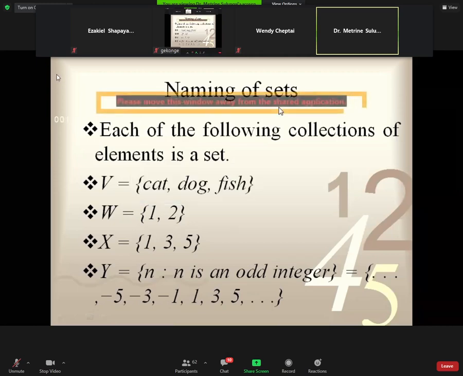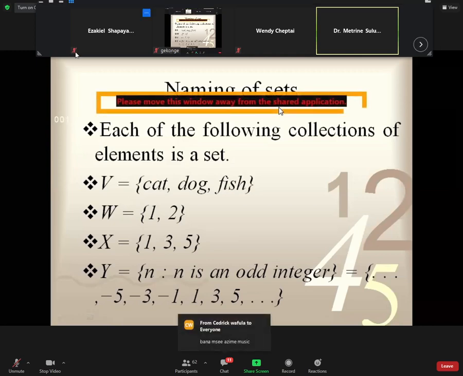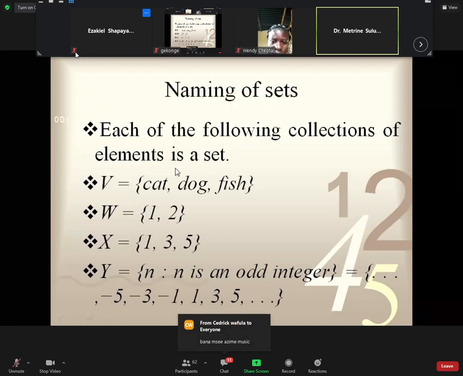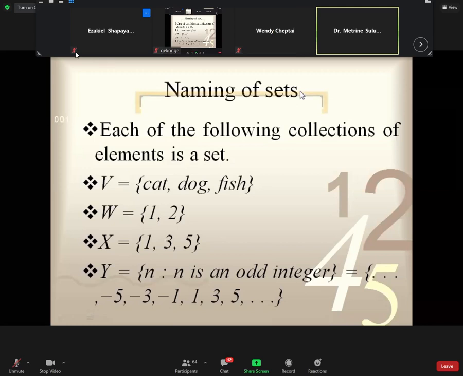Can you hear me now? So we were explaining, can we proceed? We were looking at the examples on the screen, and we were just explaining what they meant, and I was on the last one, and I said the last one said Y.